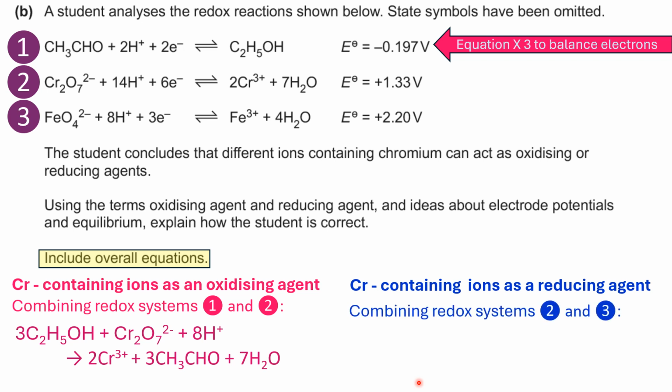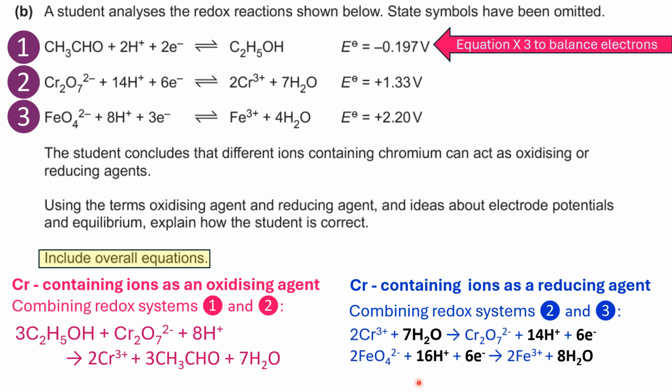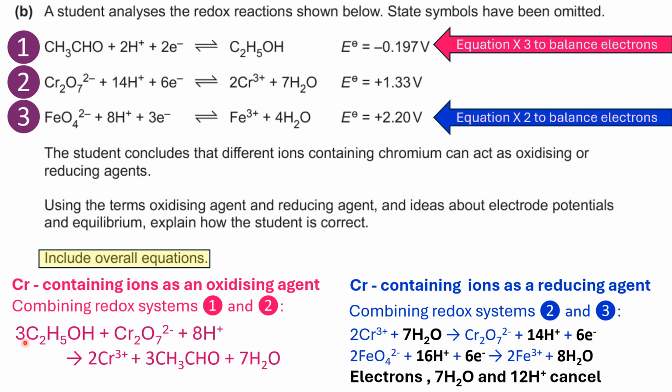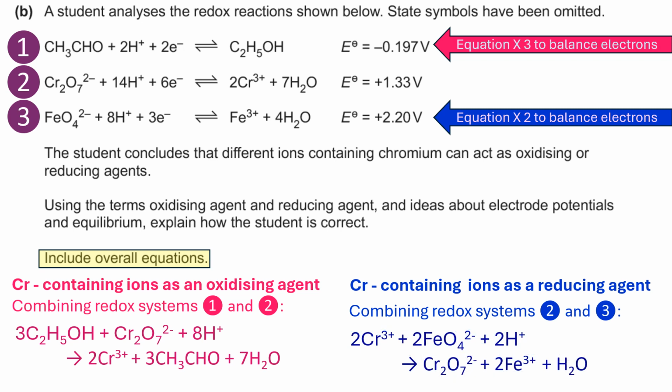Doing the same for the chromium-containing ions as a reducing agent, this time we're going back to redox systems 2 and 3. Again, you need to do a bit of multiplication and cancelling. So 7 and 8 waters cancel out, don't they, to leave 1 H2O down here, and this will disappear. 16 and 14 cancel to leave 12 down here and none up here, and the electrons cancel out completely. And you need to multiply the equation at the bottom by 2 to balance the electrons, because this time you've got 3 electrons and 6, so these need to be balanced out. So we multiply this one up, and that gives us this equation.